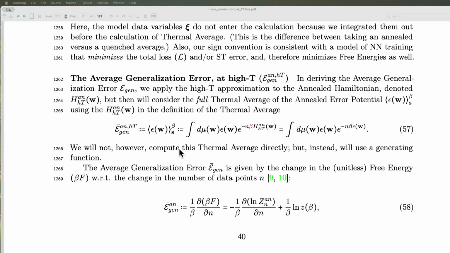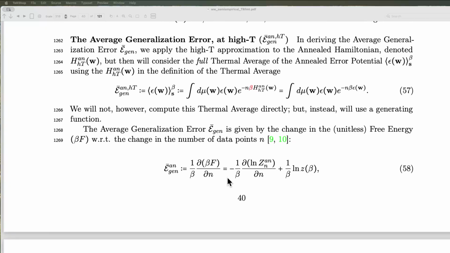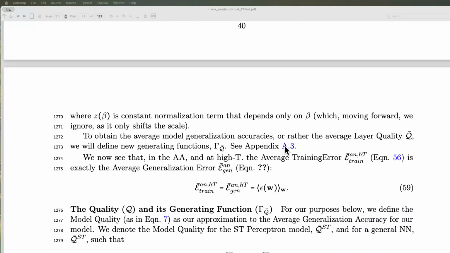So we will not, however, compute this thermal average directly, but instead we use the generating function. So again, this is the idea. The average generalization error is given by the change in unitless free energy with respect to the change in number of data points. So this is the reference to SOLA. This section got a little mangled. This is equation 58, but you notice there's this extra term, and we're just going to ignore this term because it's constant, and you can go to SOLA and see where it comes from.